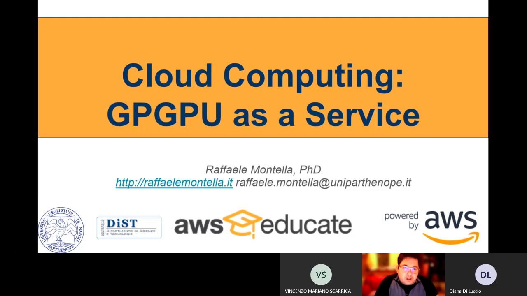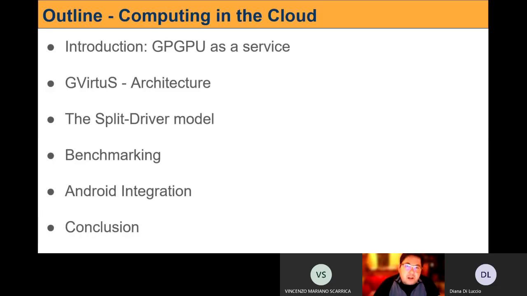The lecture today is about GPGPU as a service. This is an advanced topic in the field of cloud computing because one of the most attractive uses of cloud computing today is offloading part of the computation to an accelerated node. This is done mostly for HPC and for deep learning applications, but above all, it will be done in mobile applications with the advent of edge computing.